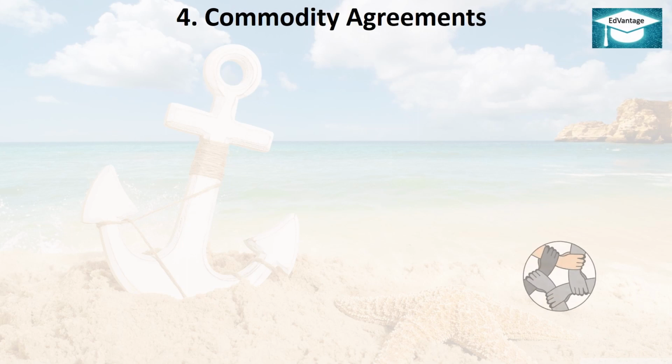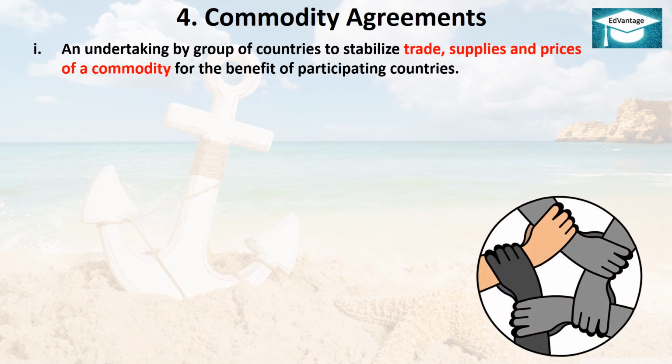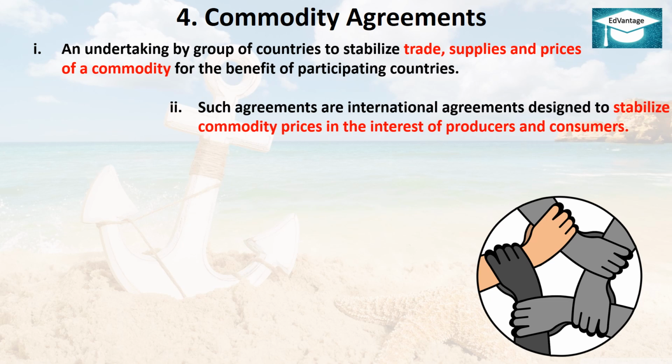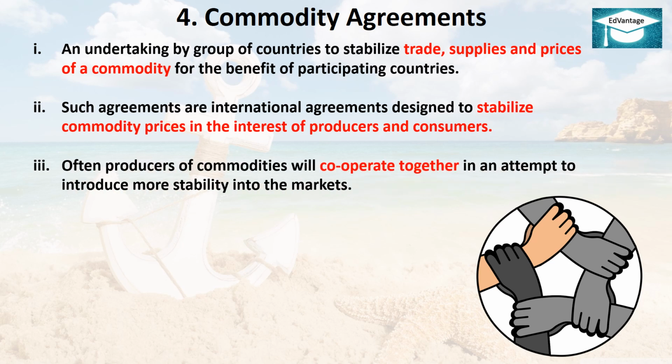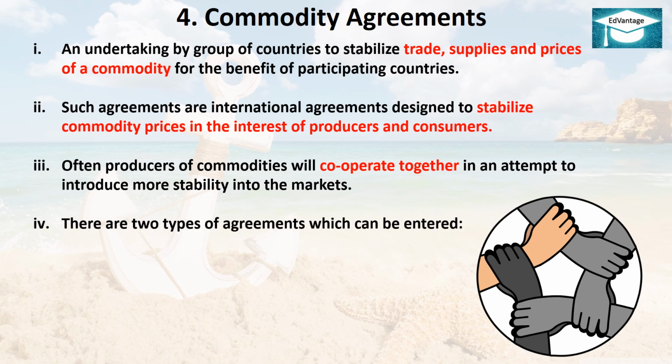Four. Commodity agreements. An undertaking by a group of countries to stabilize trade, supplies and prices of a commodity for the benefit of participating countries. Such agreements are international agreements designed to stabilize commodity prices in the interest of producers and consumers. Often producers of commodities will cooperate together in an attempt to introduce more stability into the markets. There are two types of agreements which can be entered. Production quota system. Buffer stock system.